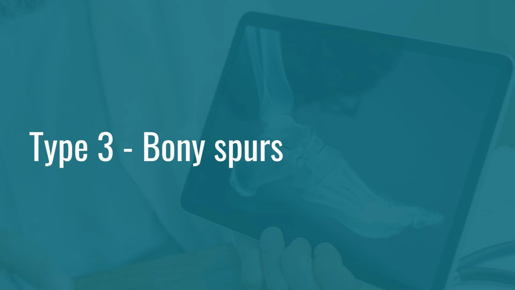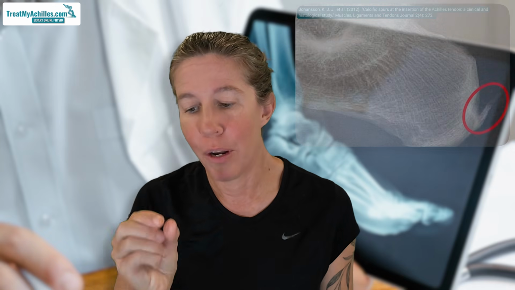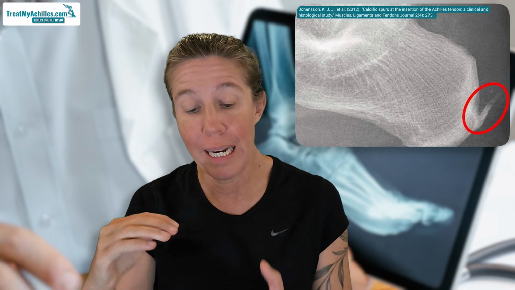The third type of calcification we're going to discuss are bone spurs. And these are little bony points that develop where your Achilles tendon attaches into the heel bone. As the name suggests, they are made up of bone and they can even have marrow inside sometimes. The reason I'm including them here is that part of the initial process is that they start through calcifications that then turn into bone.